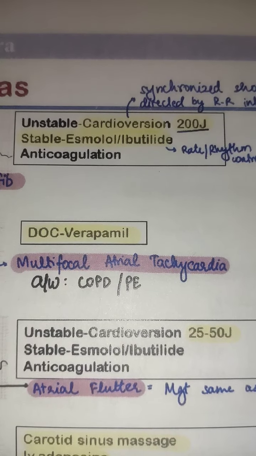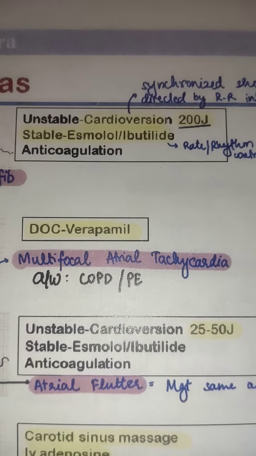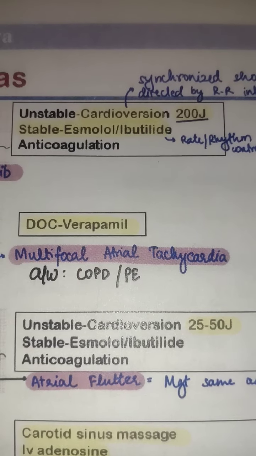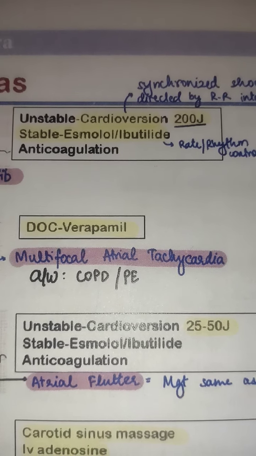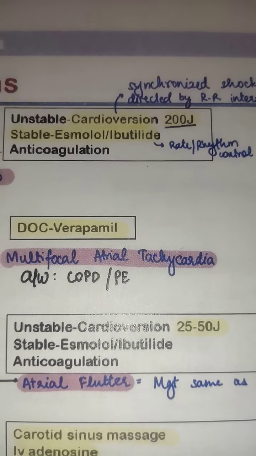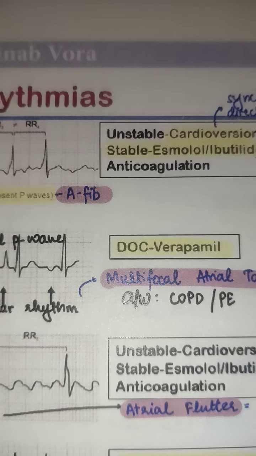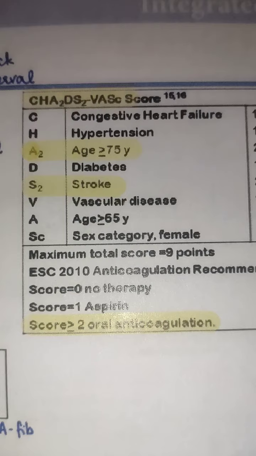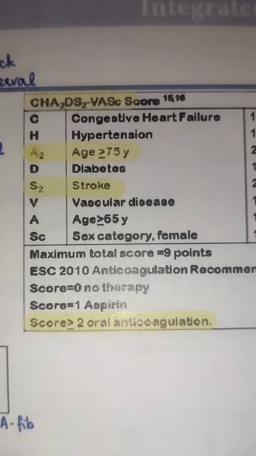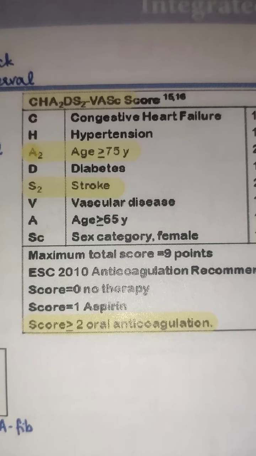In a stable patient we can give esmolol or ibutilide and go for rate and rhythm control. In an unstable patient we can do cardioversion, which is synchronized cardioversion. We can also give anticoagulation. AFib is the most common risk factor for stroke. In AFib we also calculate the risk of stroke through the CHADS score.